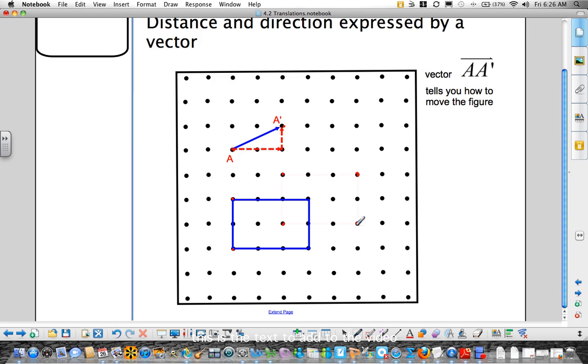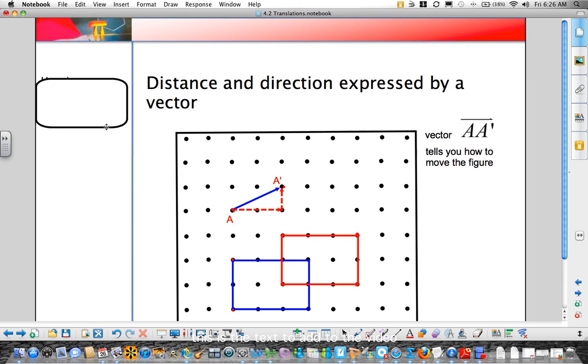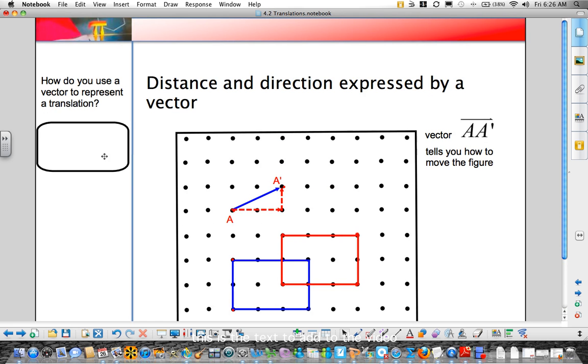So using a vector just gives you an idea of how far to move a figure and in what direction, but it doesn't give us any quantifiable measures. It doesn't say move it 3 units or 4 units. You just have to look at the vector to determine how far to move it. Okay, so our question we could put over here: how do you use a vector to represent a translation?